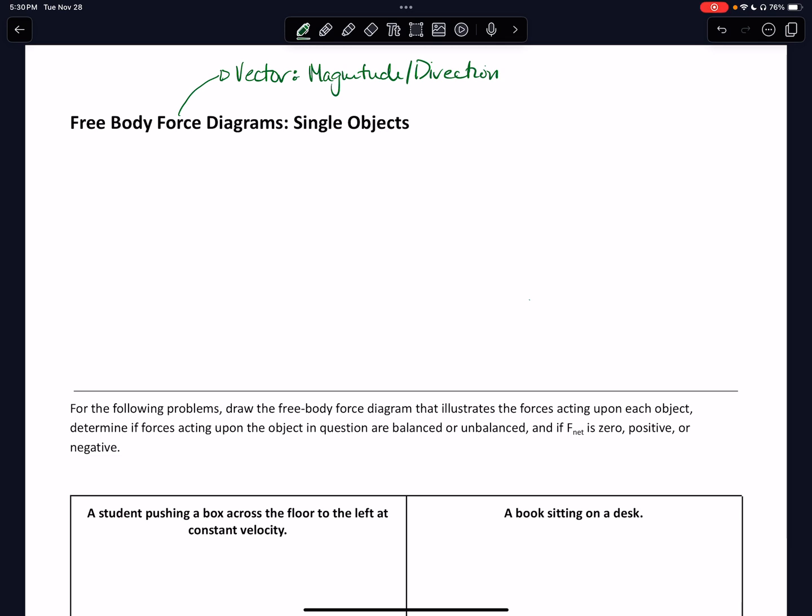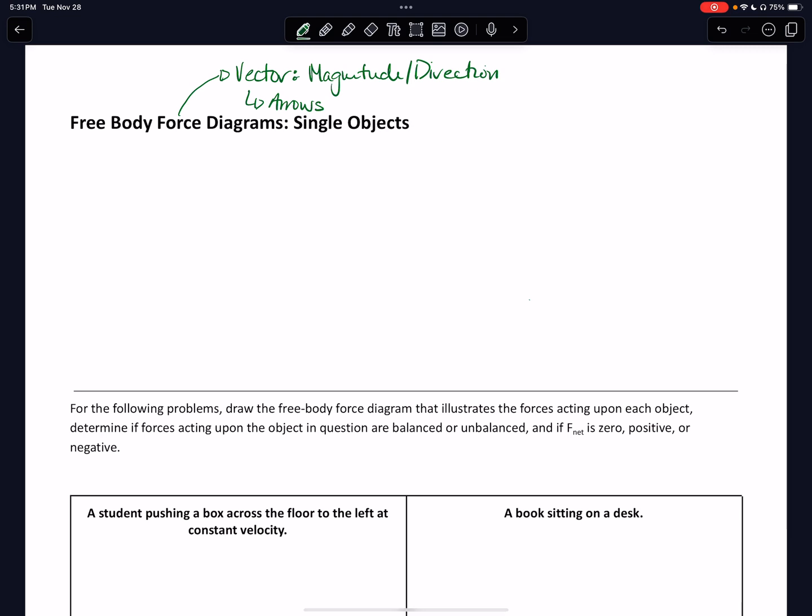When we draw free body force diagrams, we're going to be representing these vector force quantities with arrows. So make sure that you're drawing these vectors as arrows. We're going to use the length of that arrow to indicate the magnitude, and the direction we point the arrow will tell whoever's looking at our diagram the direction that force is being applied. So let's talk specifically about what a free body force diagram is.